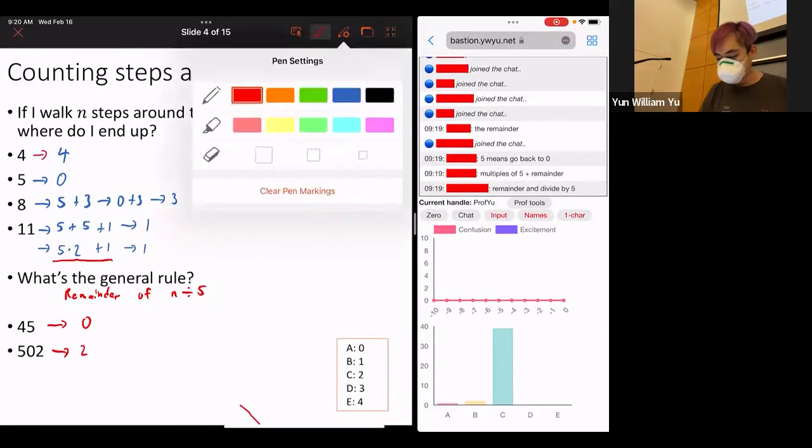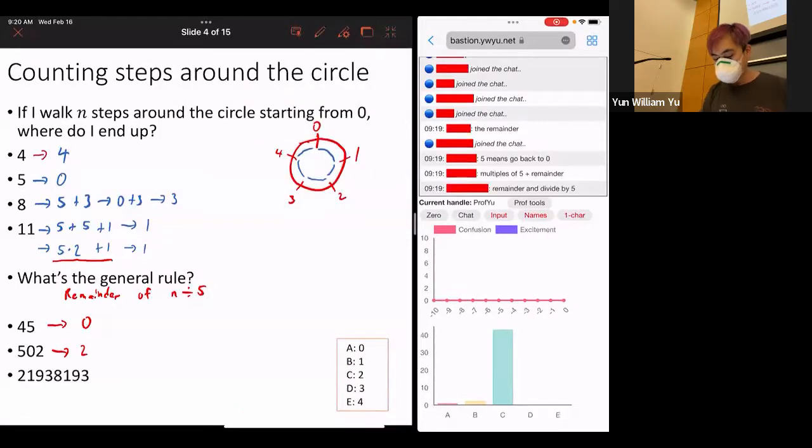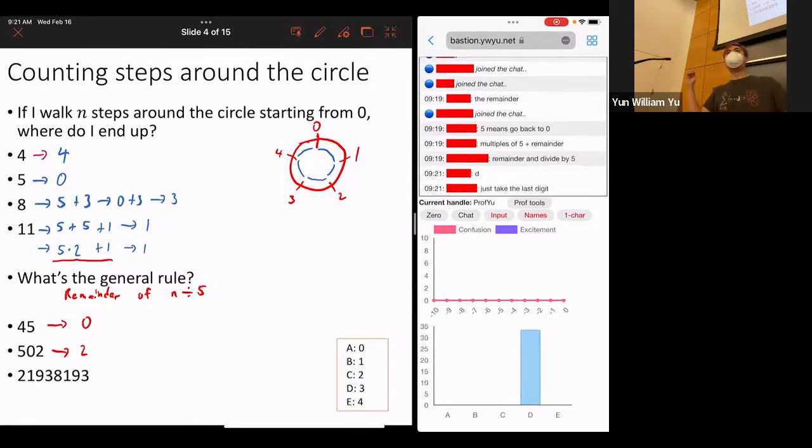Oh, I switched colors. Didn't even notice I was doing that. Oh well. What about this? What is this number? 21,938,193. So where does this go? Oh, let me zero that out. You'll notice that one of the reasons I chose mod 5 instead of some other number is because it's really easy to find the remainder mod 5, because you only have to look at the ones digit. So if you divide this, the remainder is just going to be 3.